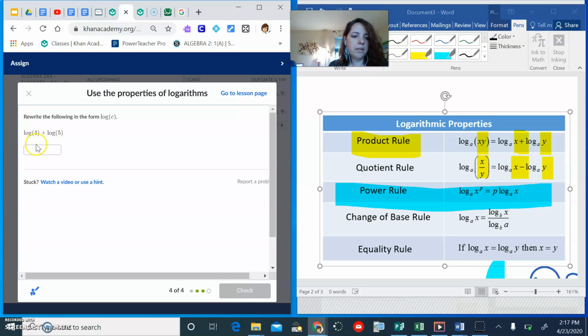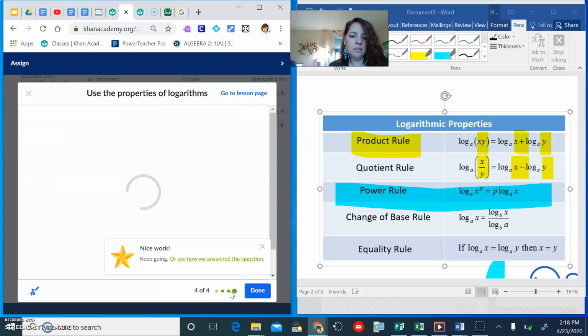Next. All right, they are split up and adding. So split up and adding means that we can squish them and multiply. So log of 4 times 5. But my friends, what is 4 times 5? 20, not 21.